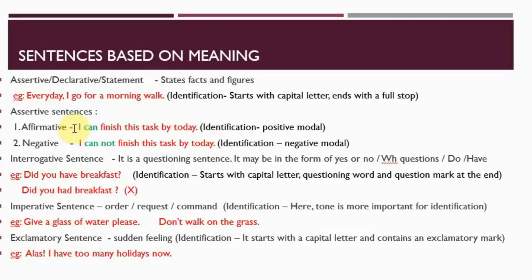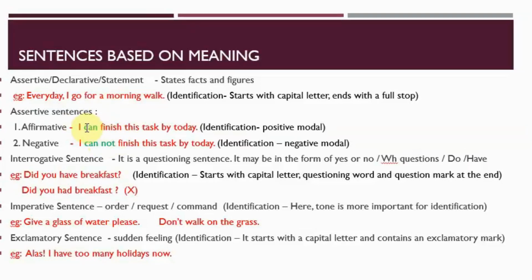It can be distinguished by modal. This particular word can is called modal, and this is positive modal. Cannot is negative modal. So this is the simple difference between affirmative and negative sentence.